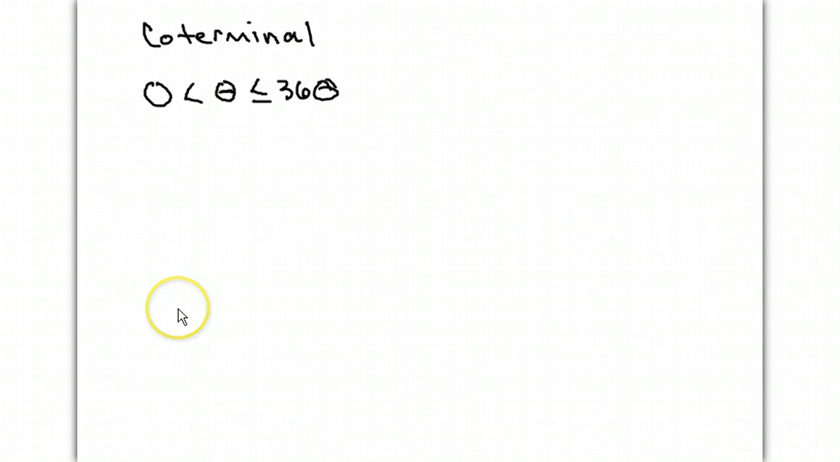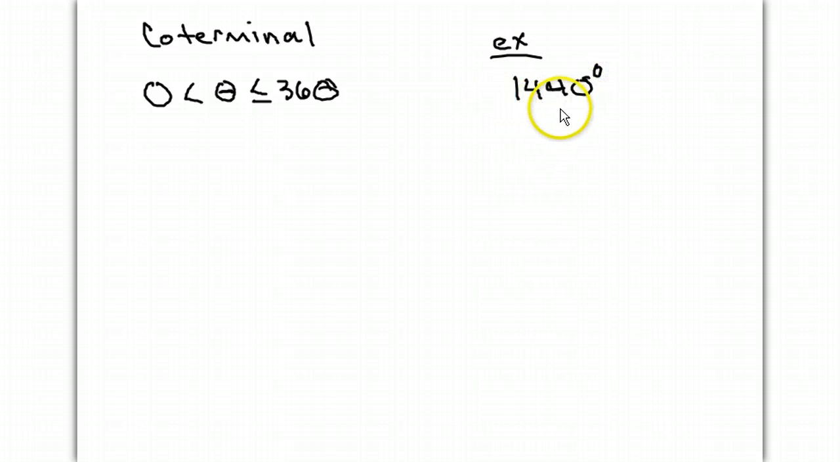Now let's discuss a coterminal angle. A coterminal angle is any angle that is between 0 and 360, or an angle that they want in between 0 and 360. So if they give you an example, let's say they give us 1440 degrees, and they want a coterminal angle that's equivalent to that and is between 0 and 360. Well, let's give a little lesson on that.